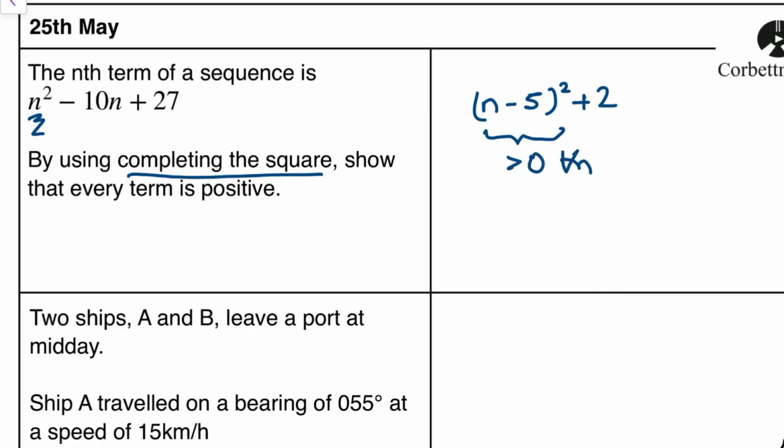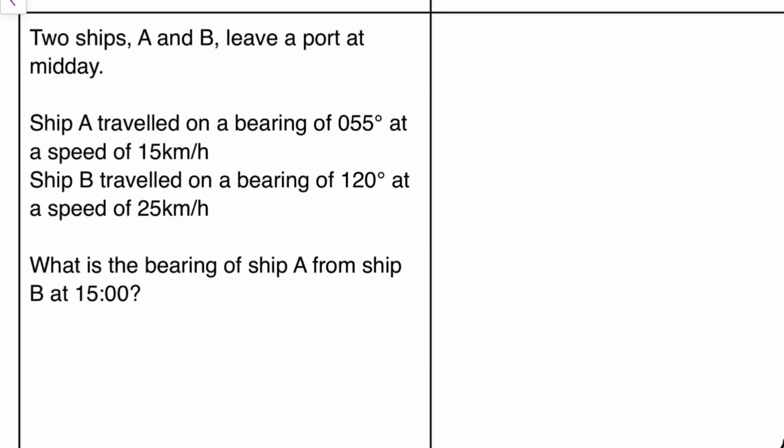All I need to say is that because it's squared, this is greater than 0, so therefore every term is greater than 0 for all n. And that little upside down A just means for all. Question done. Next question. Two ships A and B leave port at midday.